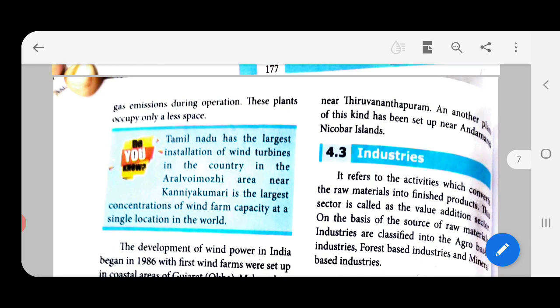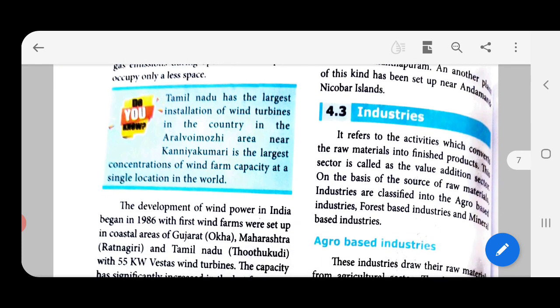So here we have two places, one at Thiruvananthapuram, and there is another one which is set up at Andaman and Nicobar Islands. So go through this part of the lesson.